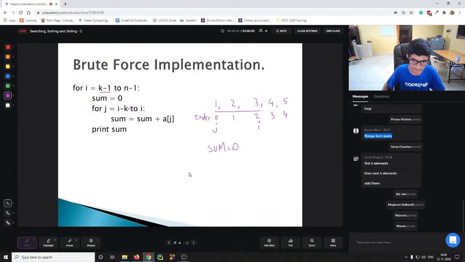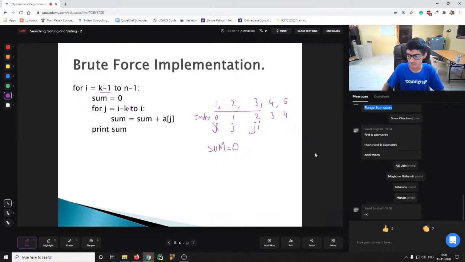So now it will be going to index 0, and then it will move on to index 1 and add it to sum, and move on to index 2 and add it to sum. So this is what this program does. Did everyone get it? How the brute force implementation works? Okay, so if you didn't get it, react with the confused emoji. Okay, so one person didn't get it.